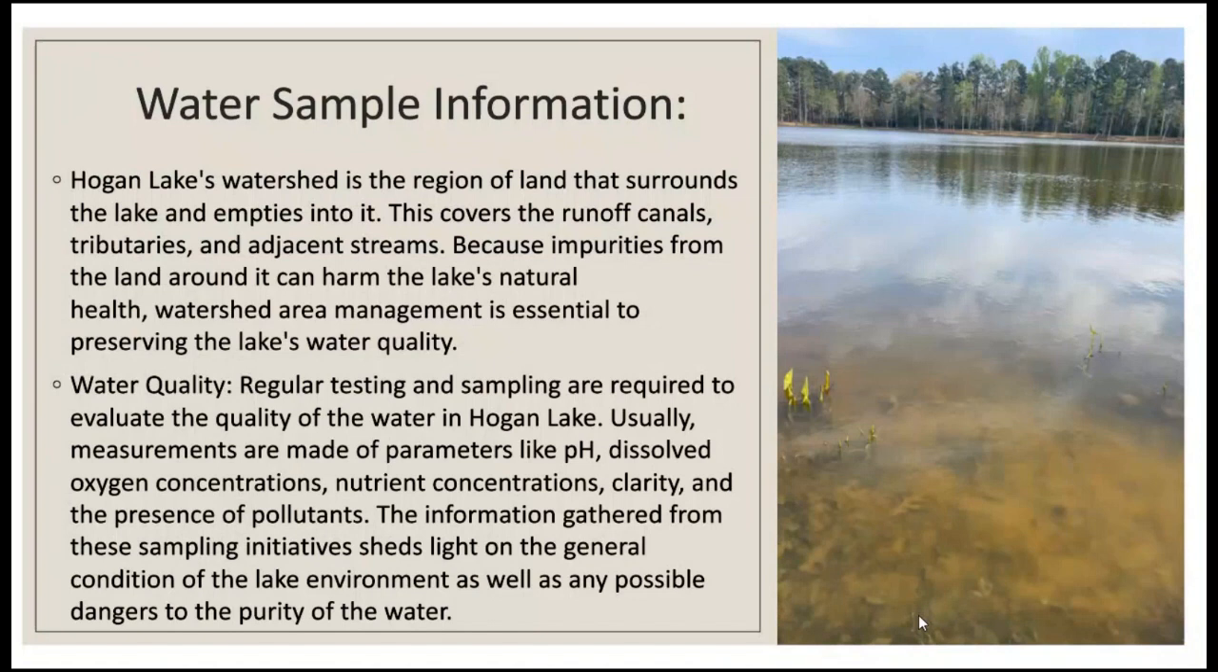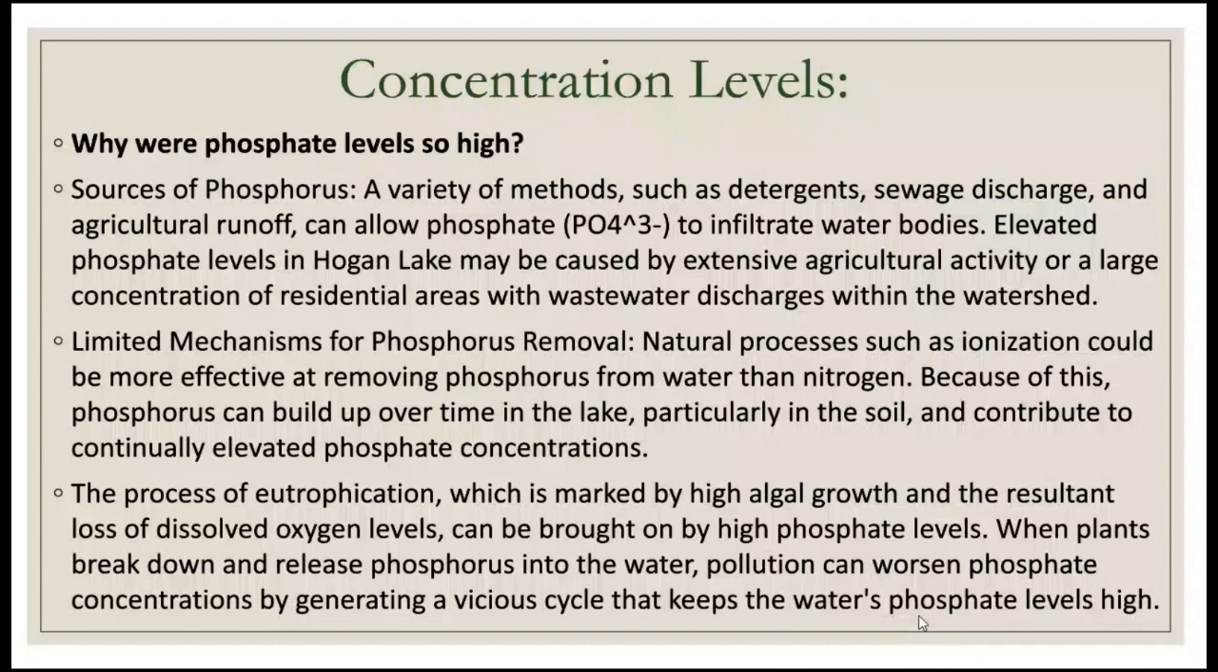Let's talk about why the phosphate levels in Hogan Lake are so high. The phosphorus, which comes from things like detergent, sewage, and runoff from the farms, can get into the water and make the phosphate levels go up. This might happen because of a lot of farming or so many houses putting wastewater into the lake's neighborhood.